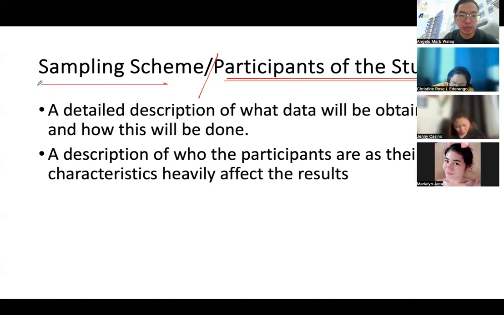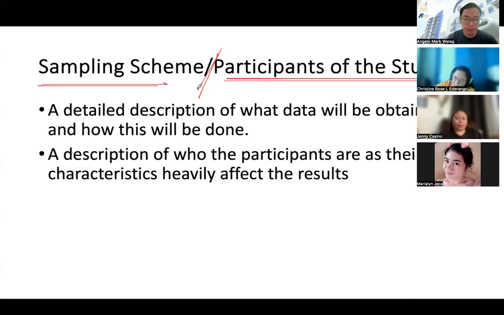The same with your sampling scheme. Your phase 1, for example, if you're doing quali, would require purposive sampling, probably a snowball method. And for example, if your second phase is quanti, then you would require random sampling. So you would also describe that in detail. So I would suggest that this is broken down into 2 different components, especially since you're doing mixed methods research.